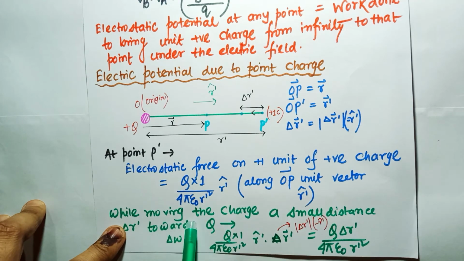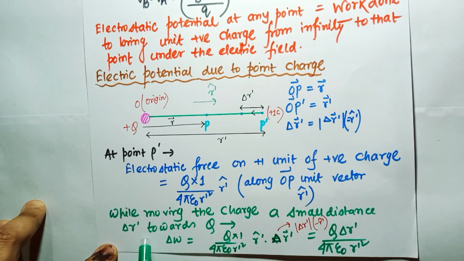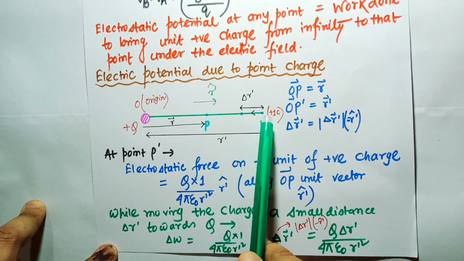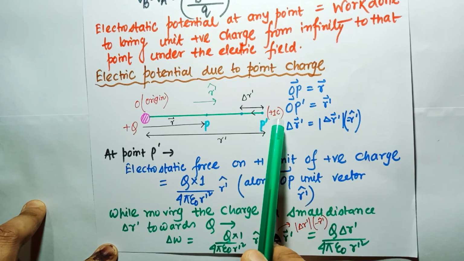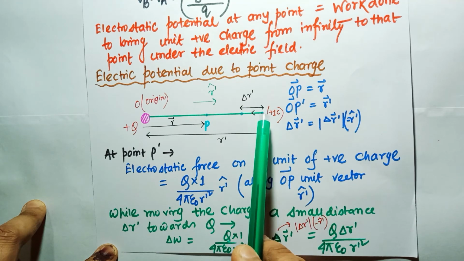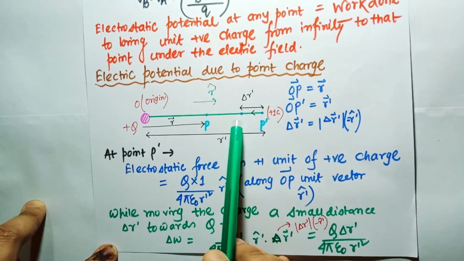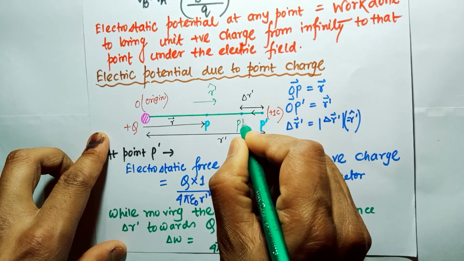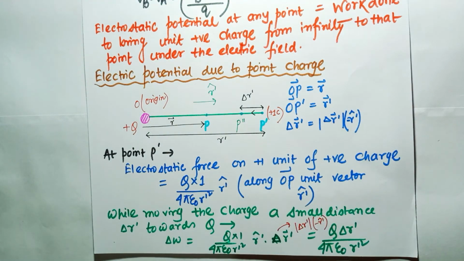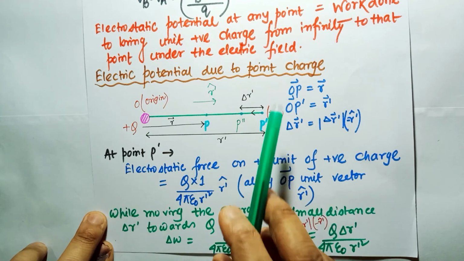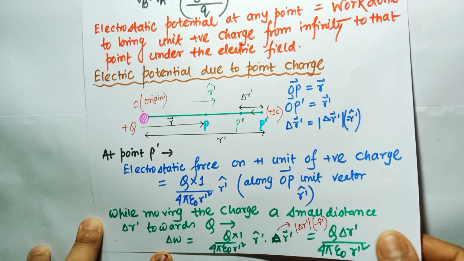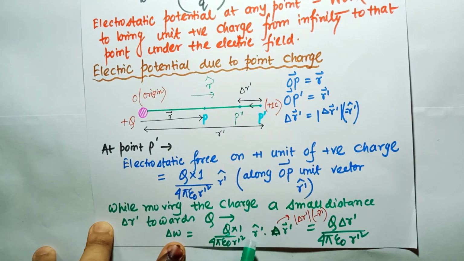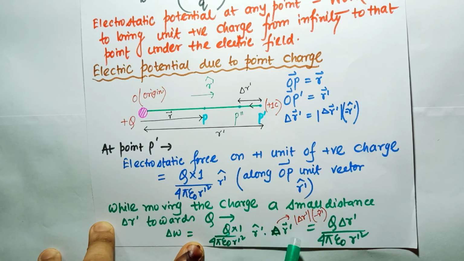While moving the charge a small distance delta r prime towards Q, initially the 1 unit of positive charge is at P prime. Suppose after some time the charge reaches this point, suppose this is P double prime. So at P double prime it moves a distance of delta r prime. So the work done will be delta W is equal to Q times 1 divided by 4 pi epsilon naught r prime square, r prime cap dot delta r prime.